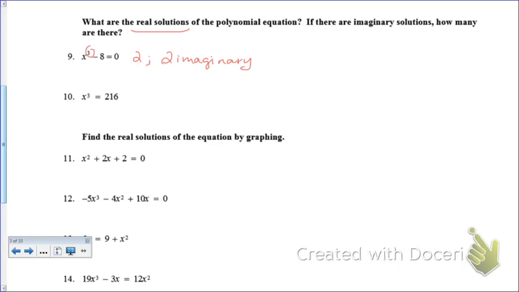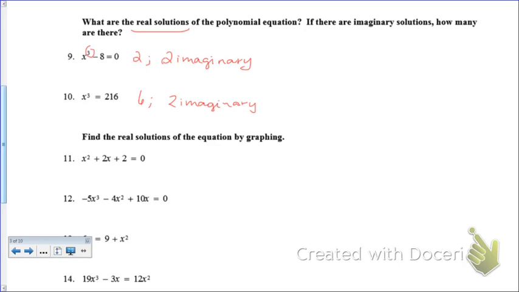And I'm going to do the same thing with number 10. I'm going to graph that, and I find that I have 6 as a real solution, and I also have 2 imaginary solutions. Desmos, Desmos, Desmos. It's your friend.